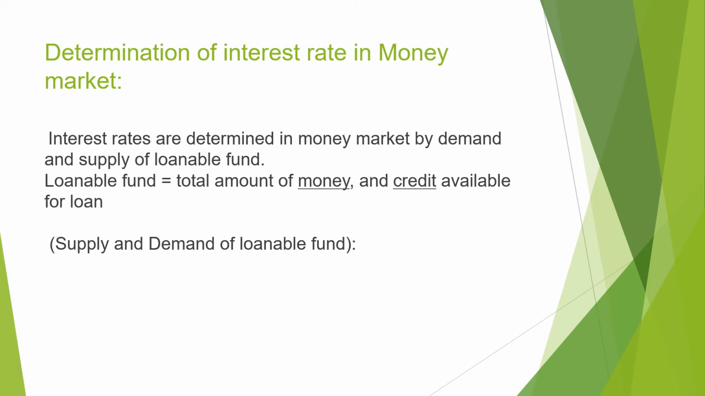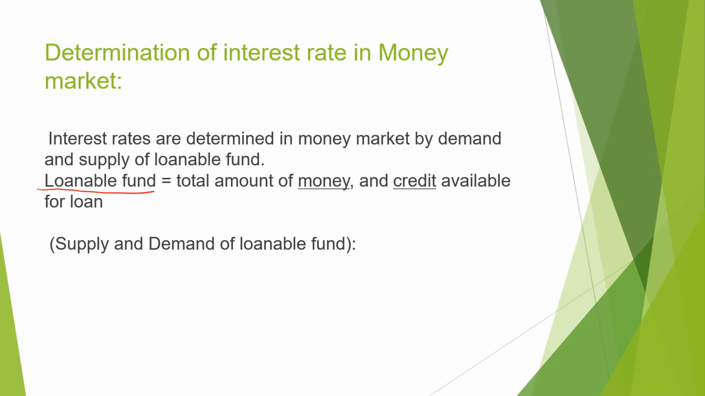What are the determinants? How is interest rate in money market determined? Interest rates are determined in money market by demand and supply of loanable fund. When we say loanable fund, that means total amount of money and credit available for loan.